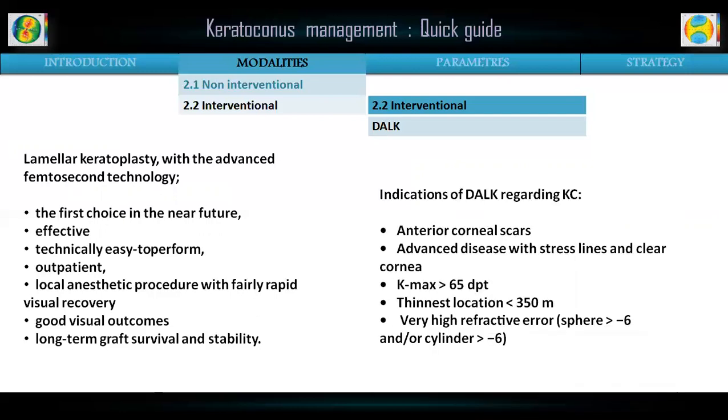The indications of DALK regarding keratoconus are if you have anterior corneal scars and advanced disease with stress lines and clear cornea, if the Kmax is more than 65 diopters and the thinnest location less than 350 microns, with very high refractive errors, meaning a sphere or a cylinder more than -6.